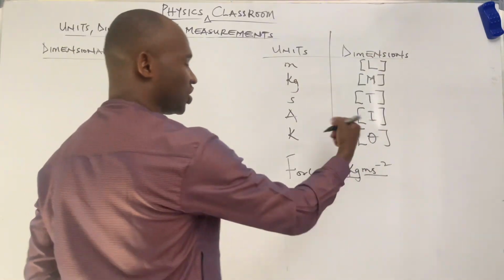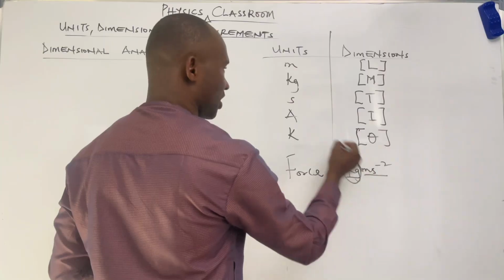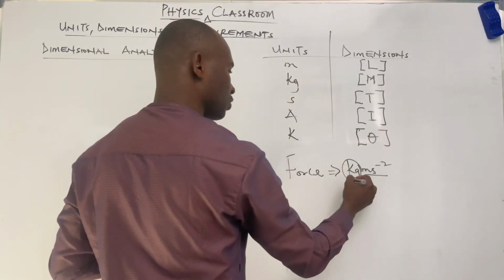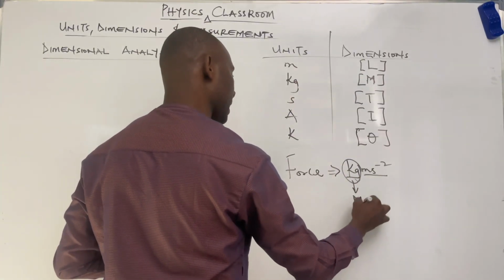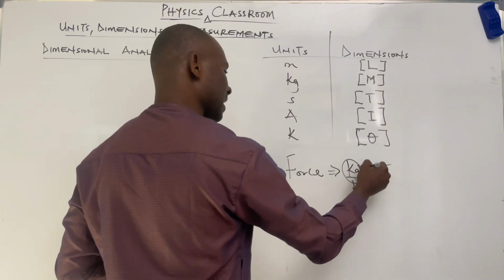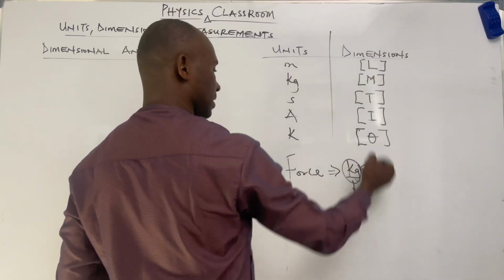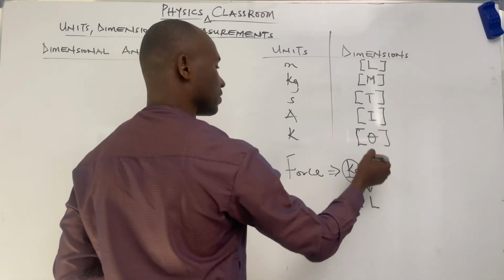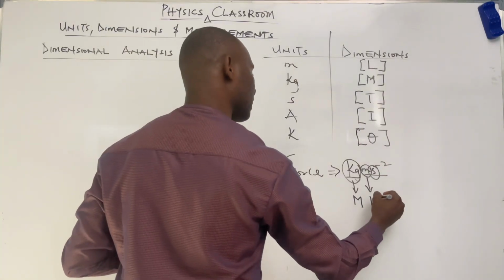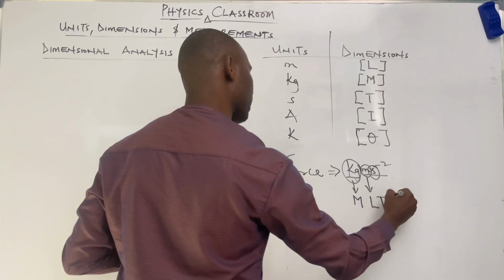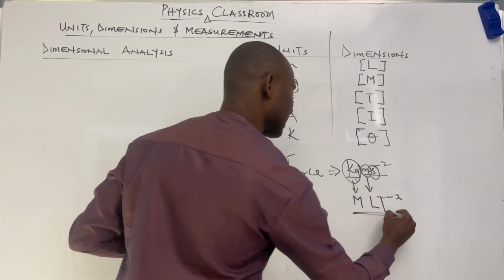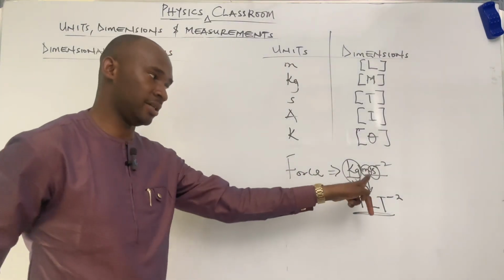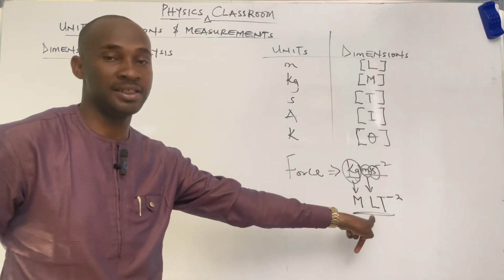The dimension will change to, you see this kg here, is having the dimension of m. So you represent this with what? M. The meter here, of course, meter will be changed to dimension L. Then seconds will be changed to dimension T, which is raised to the power of -2. So we have it like this. The above one here is the unit, while this is the dimension.